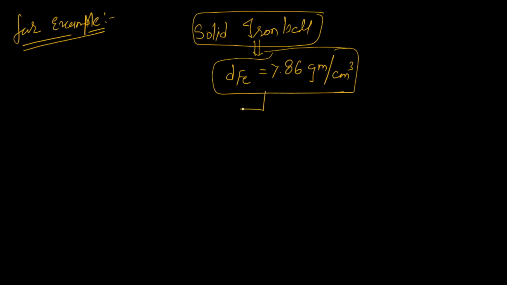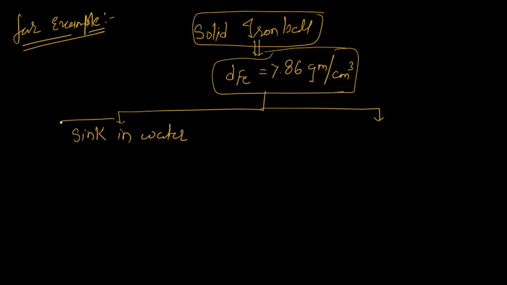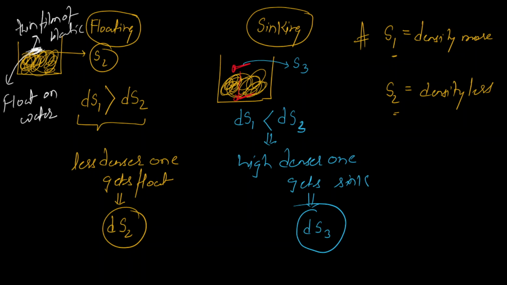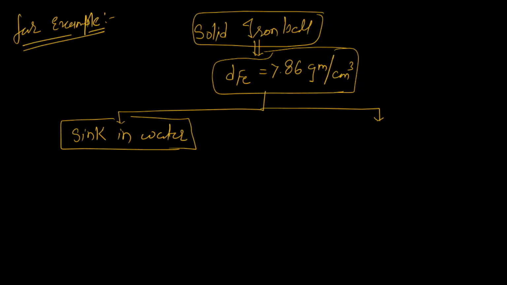Now we need to understand whether it will sink into the water, float on the water, or float on something else. Iron is definitely going to sink in water. What is the reason behind it? Because we already understood in the previous slide that everything depends on the variation in density, how much difference they have. So here the density of iron is what?